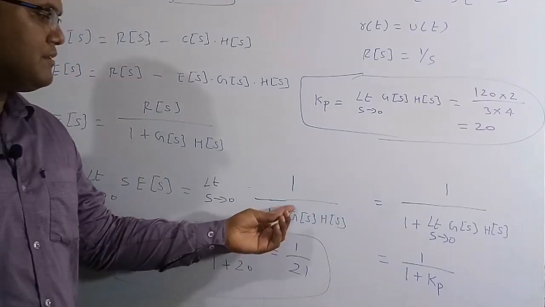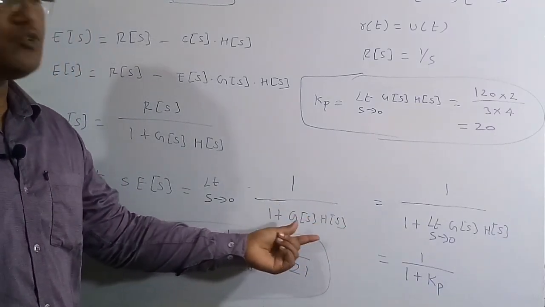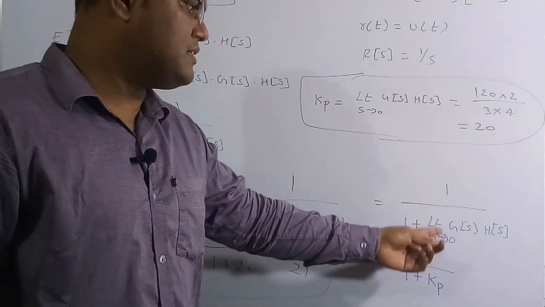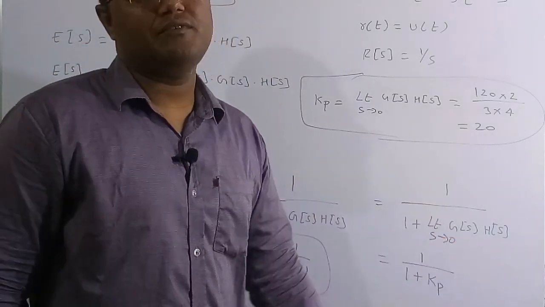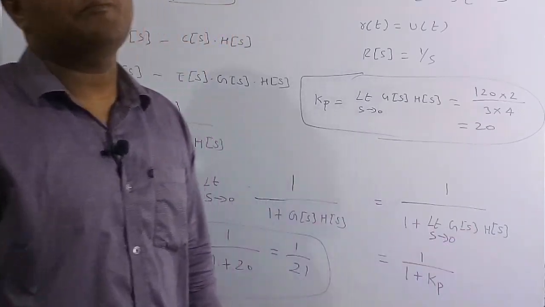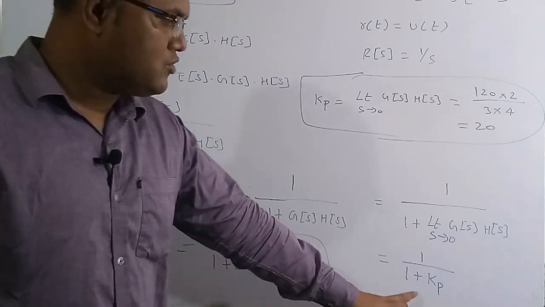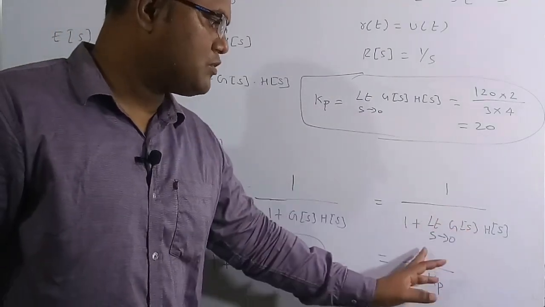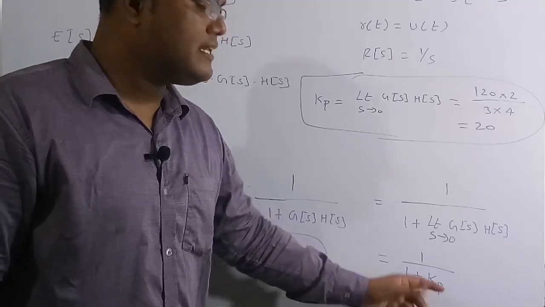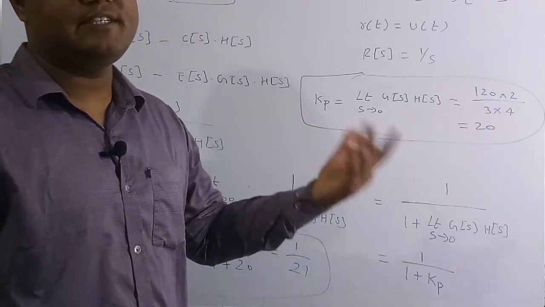Here, this is the only thing which is in terms of s, so I have to substitute limit s tends to 0. So I have made it like this: 1 by 1 plus limit s tends to 0 of G(s) into H(s). This limit s tends to 0 of G(s) H(s) is called the proportionality constant, which is KP. So I am going to replace this by KP. Therefore 1 by 1 plus KP. KP value I need to figure out, and then I have to substitute here. Then we are going to get the steady state value.